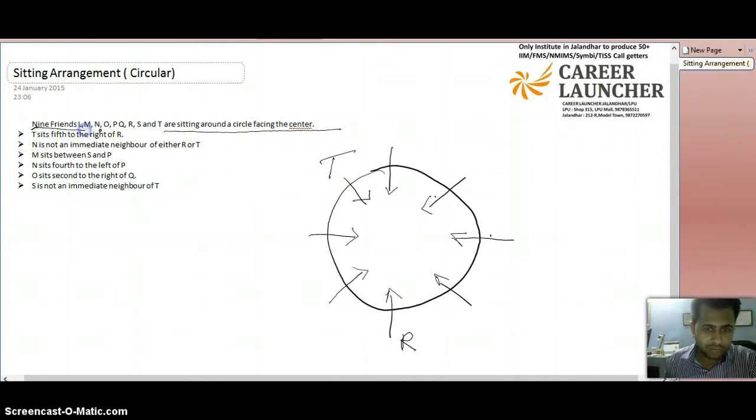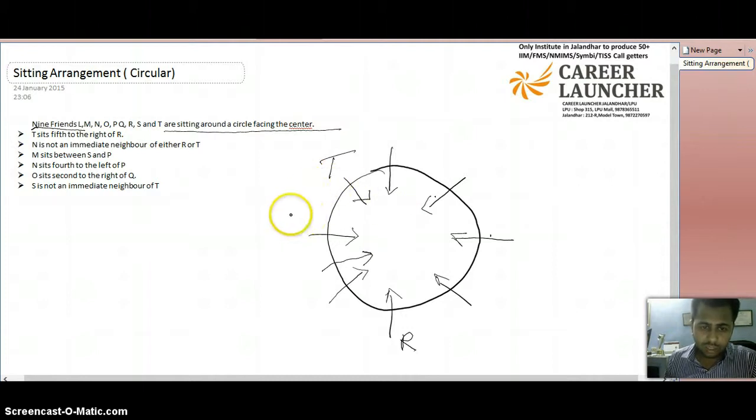Made a mistake. There were 9 friends. So I need to mark another arrow wherever you find a place. You can mark an arrow here. So there are 9 people now, right? So T sits to the right of R. We have adjusted it. N is not an immediate neighbor of either R or T.